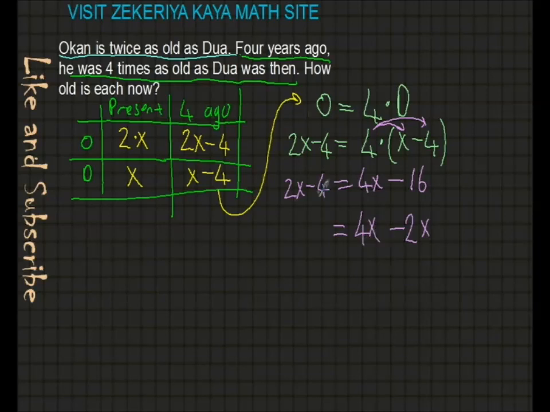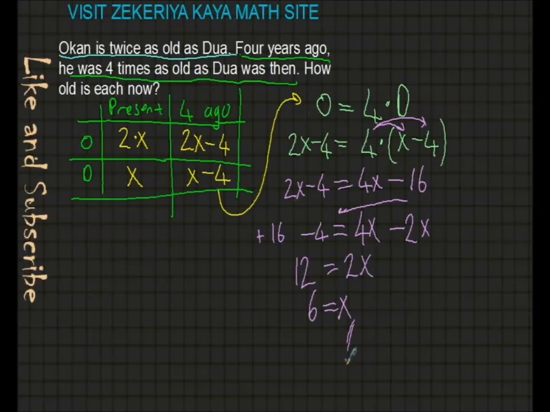The numbers minus 4 and minus 16, I must write them in this equation in the next step. Minus 4 is already on the left side, minus 16 is on the right side. I must move it to the left side as plus 16. 16 minus 4 makes 12. 4x minus 2x makes 2x. 2 times which number makes 12? 2 times 6. Okay? Did you understand the idea?